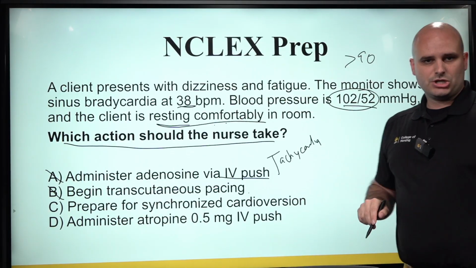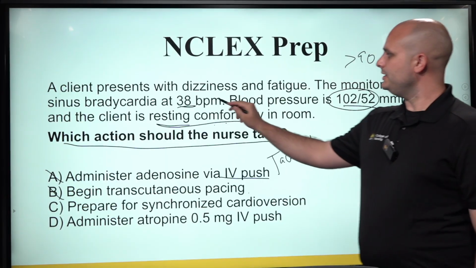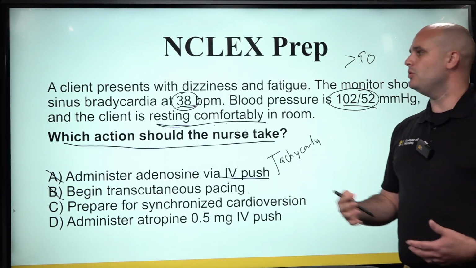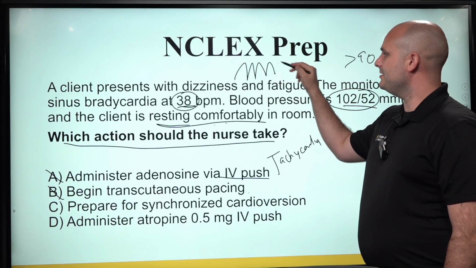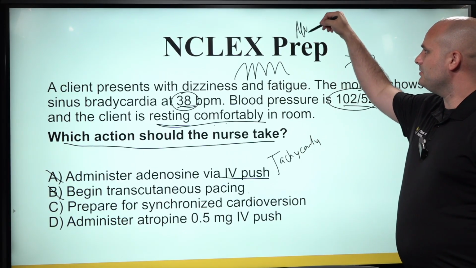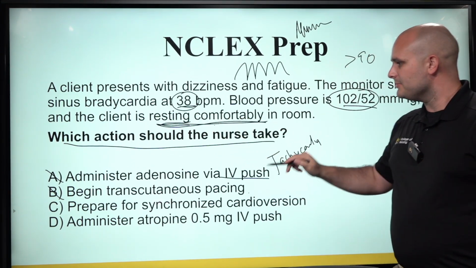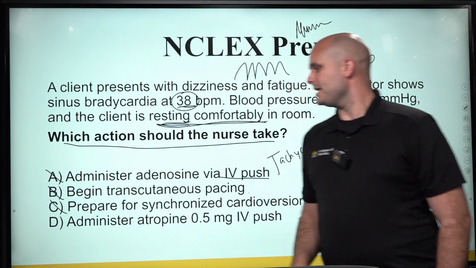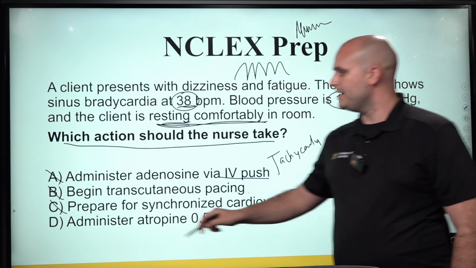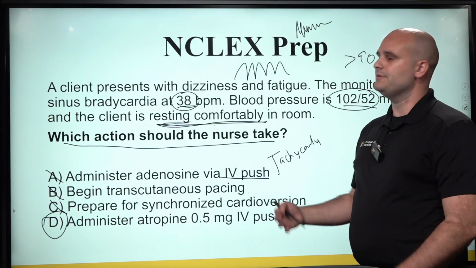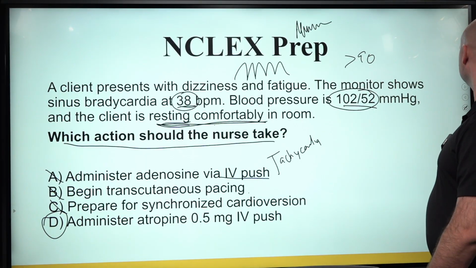Prepare for synchronized cardioversion. Do we need to cardiovert a 38? No, right? They're slow. They're not in VFib or VTach. They're not in SVT where we're going very fast. We don't need to do anything as far as shocking them in that state. So we're kind of left with atropine down here at the bottom, which is a great option to speed up that heart rate and just give them some medication management.